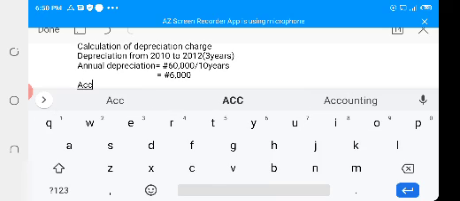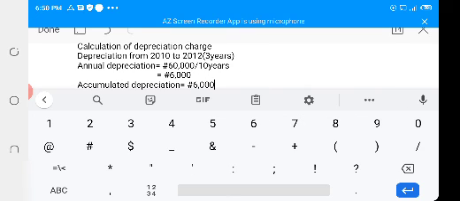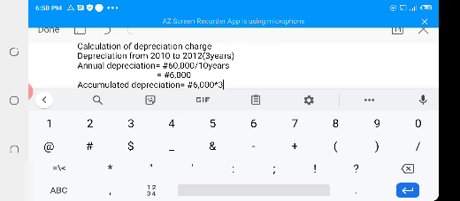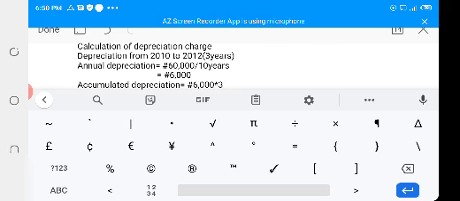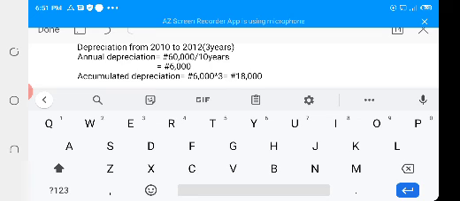Now our accumulated depreciation will be 6,000 times 3 years, which equals 18,000.